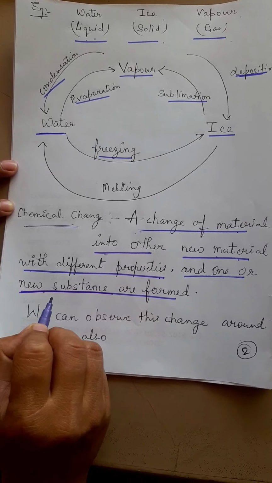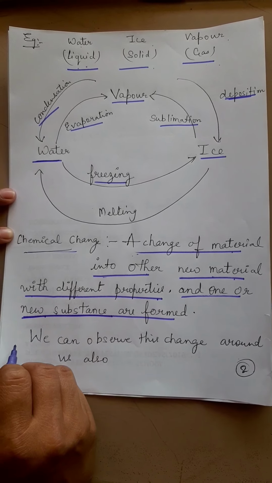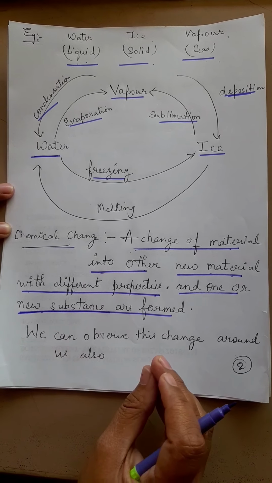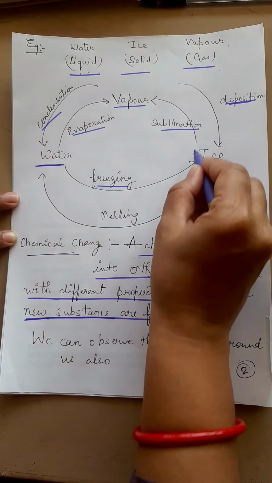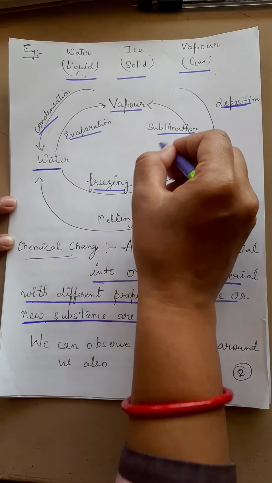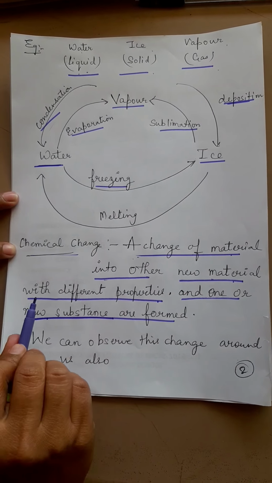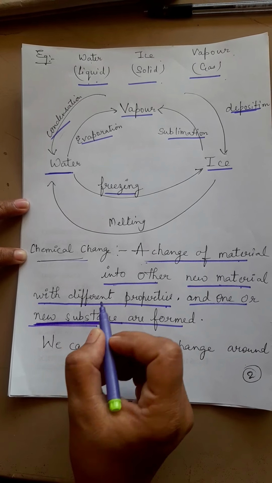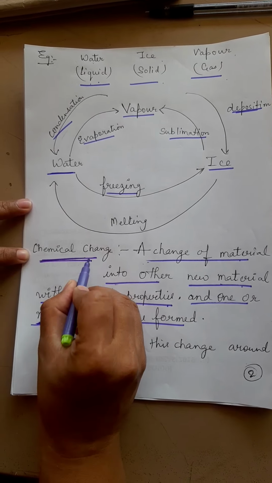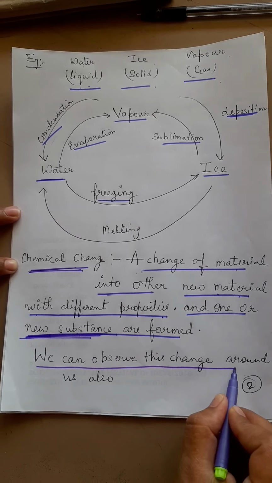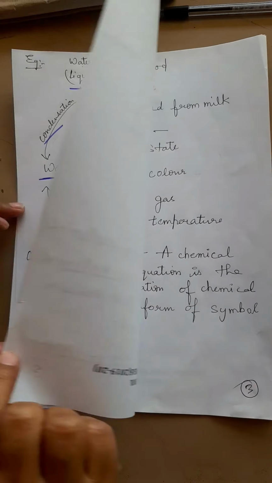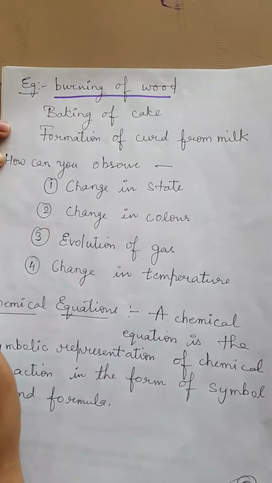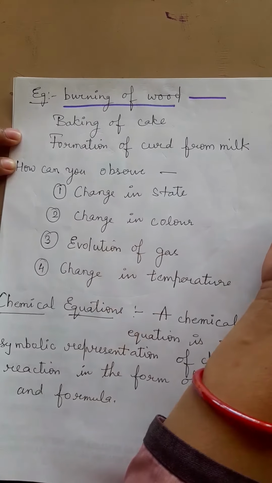The main difference between physical change and chemical change is that in physical change we will not get any kind of new substance. They will change their own solid, liquid and gaseous state. But in chemical change we will get a new substance when any chemical change occurs. We can observe this change around us also. Here I am sharing some examples with you, like burning of wood. This is a chemical change.